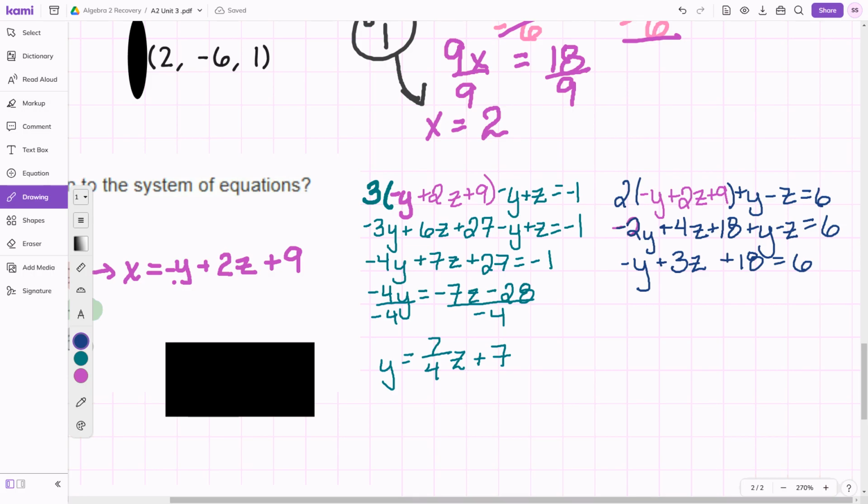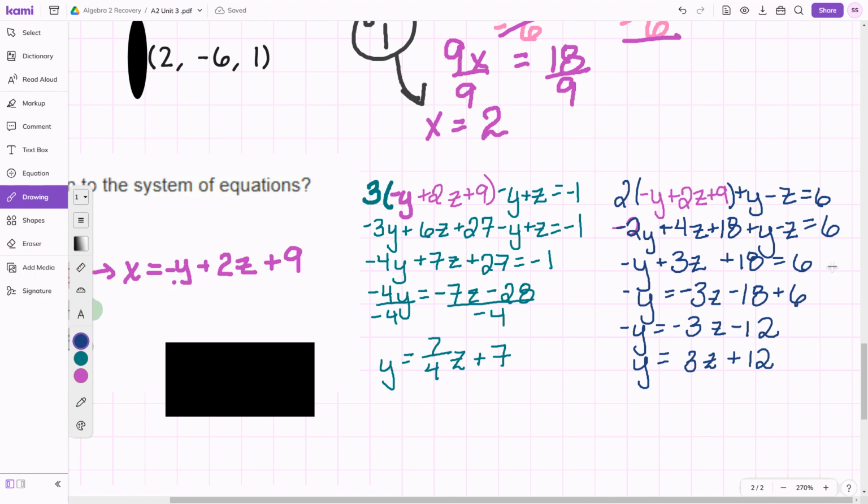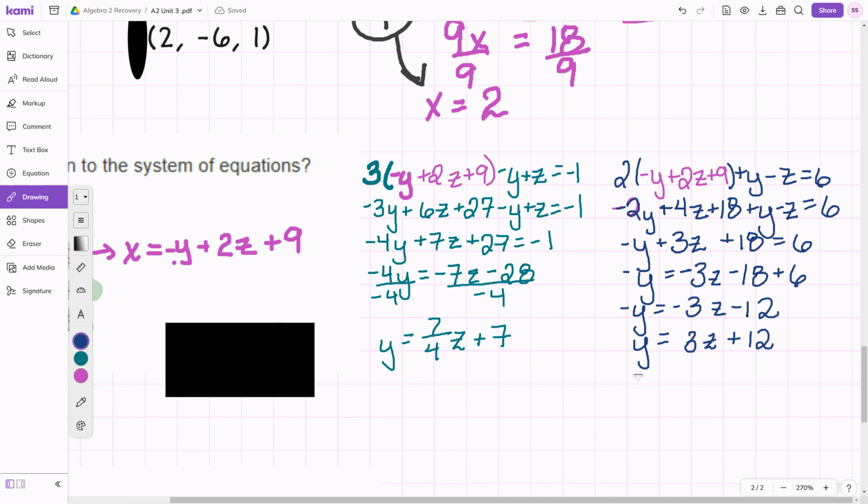So what I'm going to do right now is, I was going to solve for z, but I think it's going to be easier for me to solve for y. So I'll show you since y is already by itself. So I have a negative y, and I'll move the 3z and the 18 to the right side. So minus 3z minus 18 plus 6, because you're going to combine those. Negative y equals minus 3z minus 12, which is going to be y equals 3z plus 12. Since I have these two expressions that are both equal to y, it's almost like we're doing elimination.